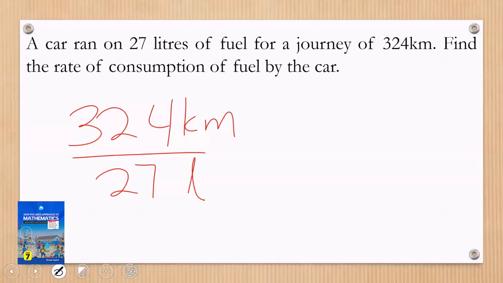So our work here is to divide 324 by 27, and take your time and do your long division. We've learned how to divide numbers, so use that approach and divide. That will give you 12. So 12 kilometers per liter. That means for every 12 kilometers he will consume 1 liter.